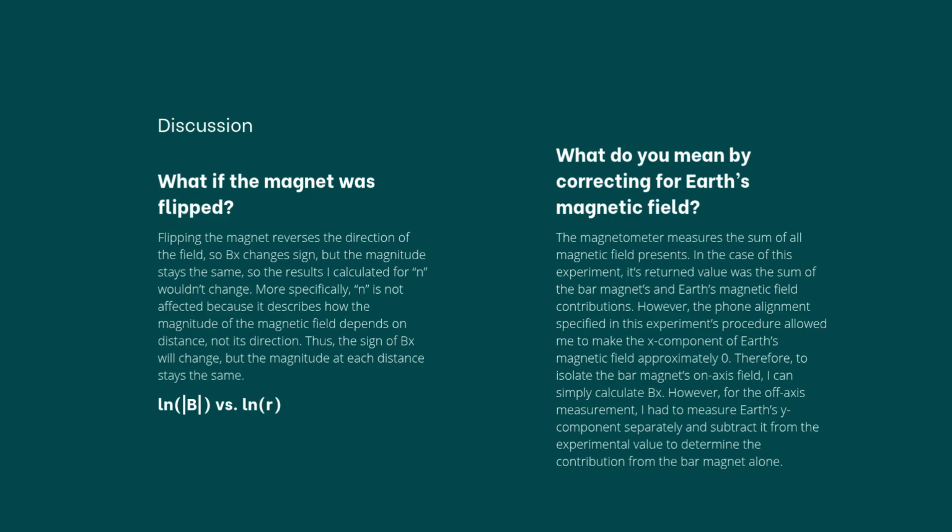The other question is, what do you mean by correcting for the Earth's magnetic field, which we had to account for in this experiment? Well, the magnetometer measures the sum of all magnetic fields present. In the case of this experiment, its return value is the sum of the bar magnet's and Earth's magnetic field contributions. However, the phone alignment specified in this experiment's procedure allowed me to make the x component of Earth's magnetic field approximately zero. Therefore, to isolate the magnet's on-axis field, I can simply calculate B of x. However, for the off-axis measurement, I had to measure Earth's y component separately and subtract it from the experimental value to determine the contribution from the bar magnet alone.